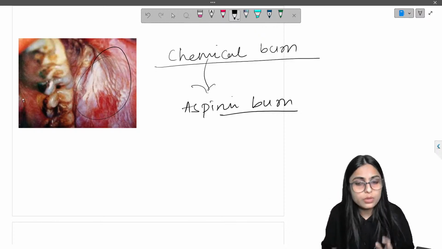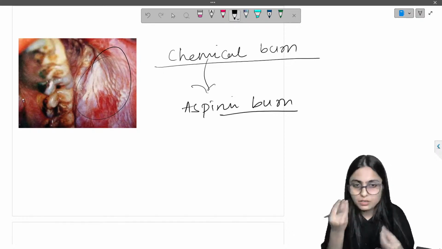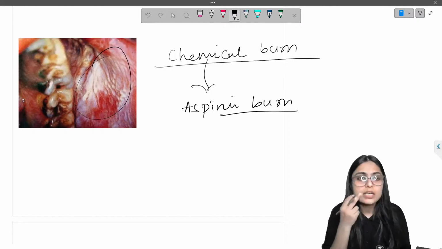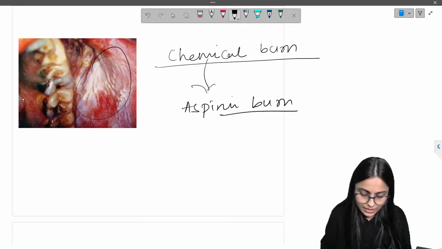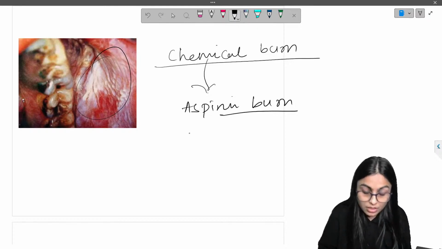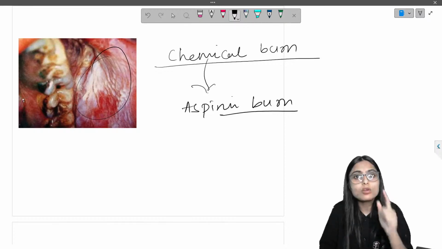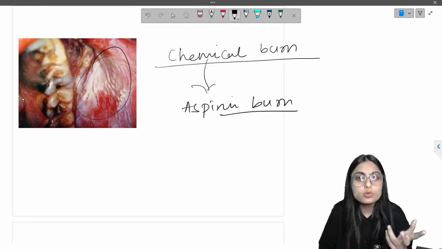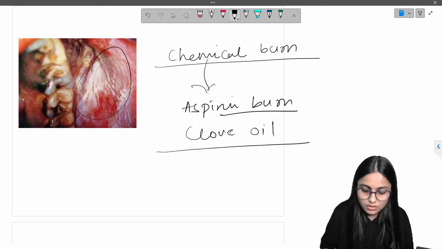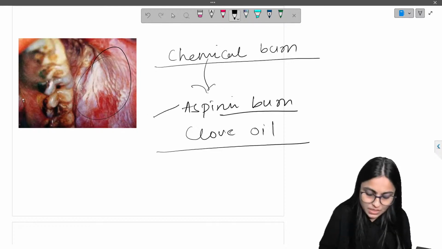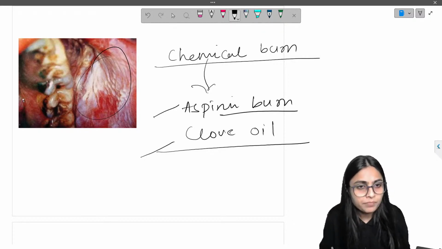If you ask the patient for history, they will tell you they have applied this aspirin powder or something like that in that area, which has caused this aspirin burn. Another example, there is a widespread practice of applying clove oil for tooth pain. This can also cause chemical burn, aspirin and clove oil. So these two can cause this chemical burn.